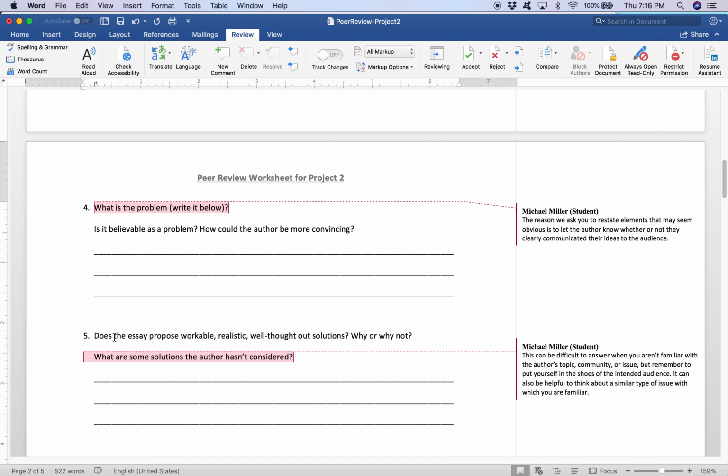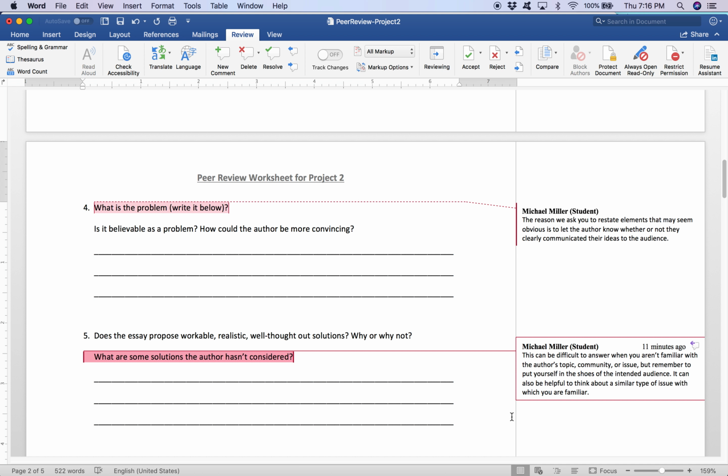So question 5 asks about, does the essay propose workable, realistic, well thought out solutions, and what are some solutions the author hasn't considered? The second part is where a lot of students really struggle, saying, oh, well, I don't really know of any other solutions. I'm not part of that community. I don't really know the issue very well.